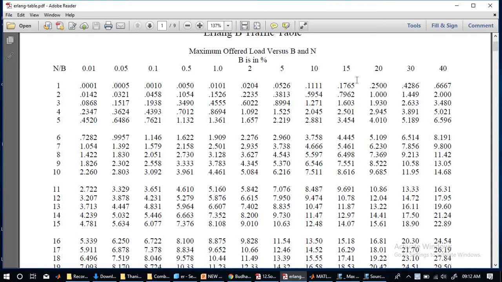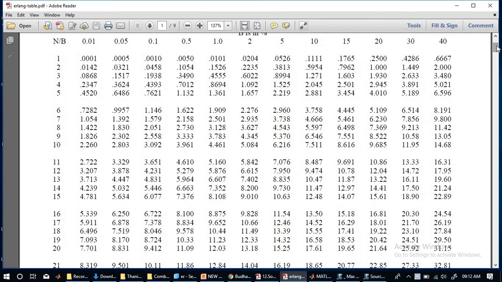Now what we are going to achieve with respect to this particular problem: we have 20 channels, so we'll check for 20. So this is my 20. Now you have to find the 2% probability. So this is your 2% probability. Wherever it intersects, it is around 13.18. I can't mark it in the PDF, but this is my 13.18.